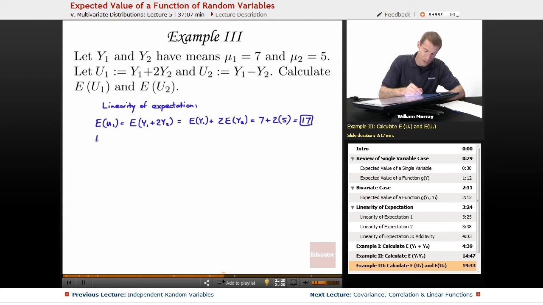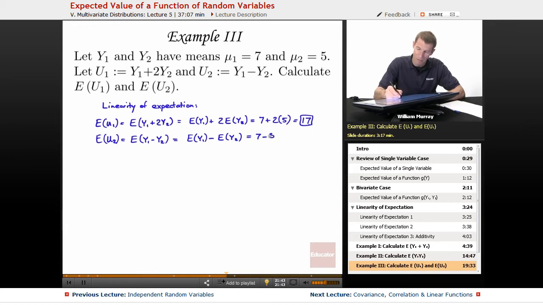u2 behaves exactly the same way. The expected value of u2 is the expected value of y1 minus y2, and so again, it splits up using linearity there. So that's the expected value of y1 minus the expected value of y2, which is 7 minus 5. And so our expected value of y1 minus y2 is 2. So we have an answer for both of those.